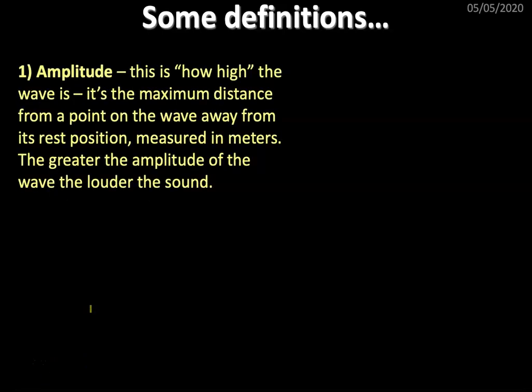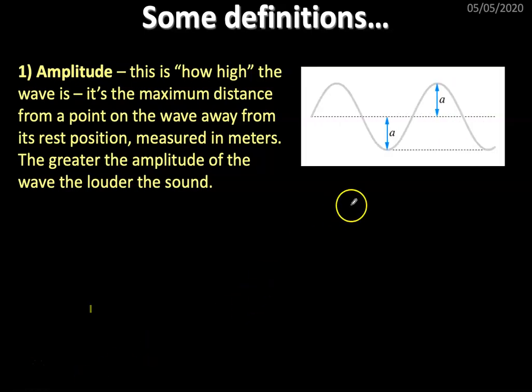Next, some key definitions. You must learn these definitions. Amplitude is the height of a distance. So as I said in the previous slide, this dotted line is rest position. The height a wave moves is the amplitude. So it's basically the distance a wave moves from its rest position. It's measured in meters. The greater the amplitude, the louder the sound.